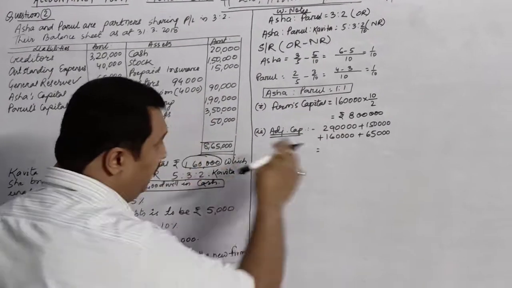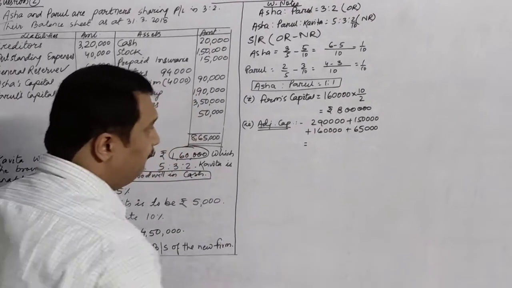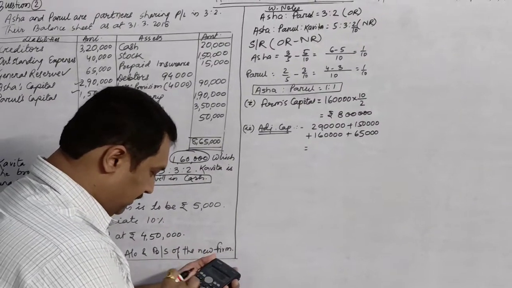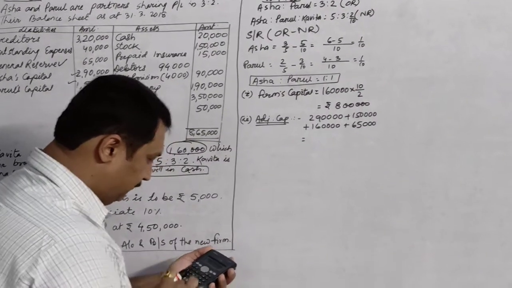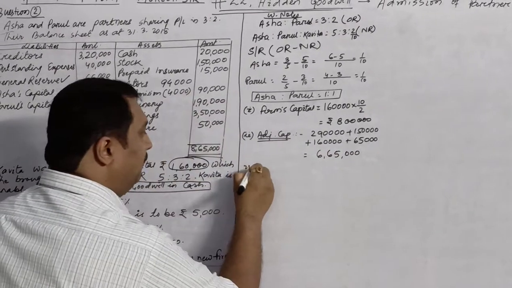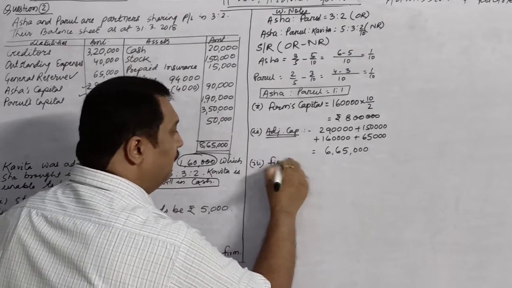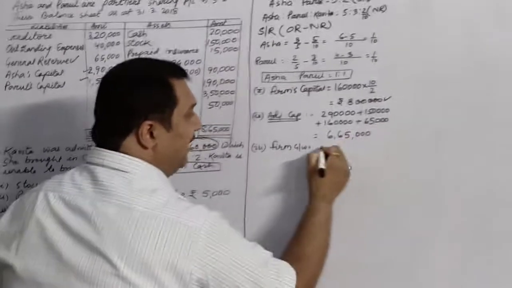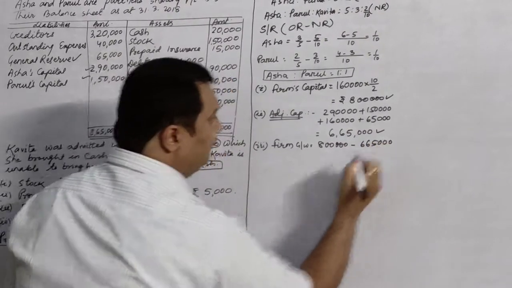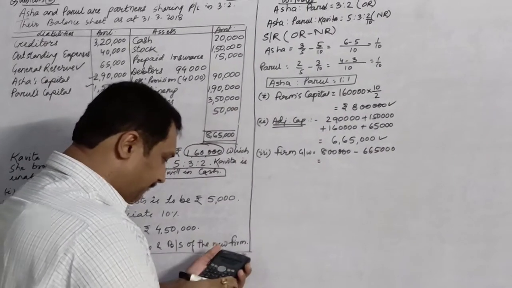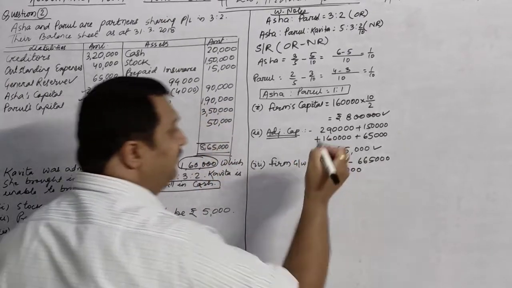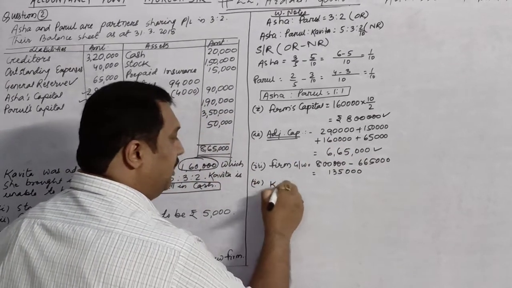So my adjusted capital will be 2,90,000 plus 1,60,000 plus 1,50,000 plus 65,000. It is rupees 6,65,000. So what will be the firm's goodwill now? Firm's goodwill is equal to the firm's capital, 8 lakhs, minus adjusted capital 6,65,000. The balance will be rupees 1,35,000.